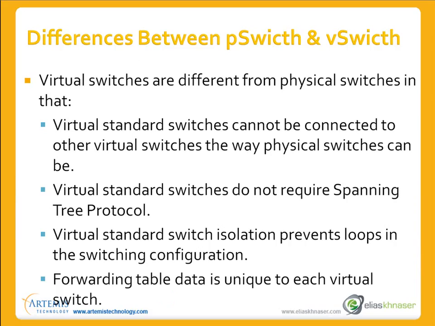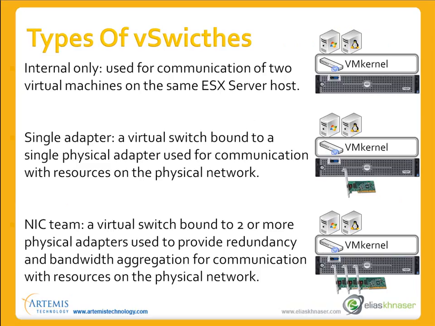Now, some of the differences that exist between physical switches and virtual switches: virtual switches cannot be connected to other virtual switches, whereas physical switches can be connected to other physical switches. Virtual switches do not require spanning tree protocol. They also prevent loops in the switching configuration by using virtual switch isolation. Forwarding table is unique to each virtual switch. Now, there are three types of virtual switches that exist.